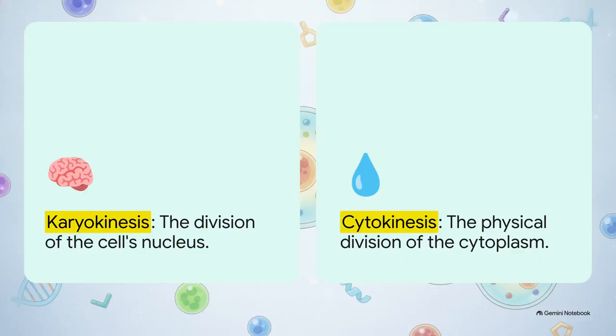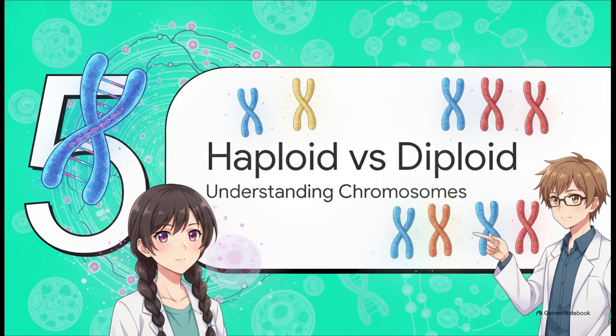During that single frantic hour, the M phase executes in two distinct steps. First up is karyokinesis. Karyon means nucleus, so this is the highly orchestrated division of the cell's nucleus, where those perfectly duplicated chromosomes are pulled apart. Once the brain of the cell is split in two, the second step kicks in, cytokinesis. Cyto means cell, so this is the physical pinching and division of the cell's cytoplasm, which finally gives us two distinct, independent daughter cells. Finally, we arrive at Part 5, demystifying chromosomes, specifically the terms haploid and diploid.